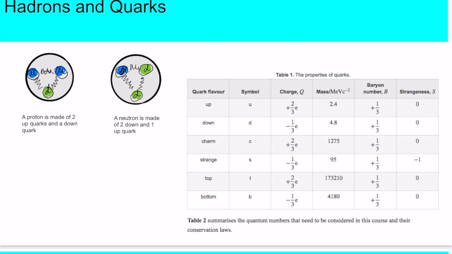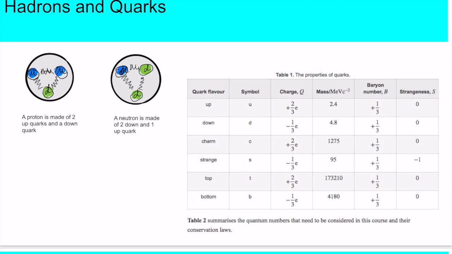Interesting, the mass in mega electron volts over c squared is not the same for all quarks. These quarks are all quite different. Look at this quark: the top is huge compared to the up and down, right? So these masses were also measured very, very precisely. These are the properties of these quarks.